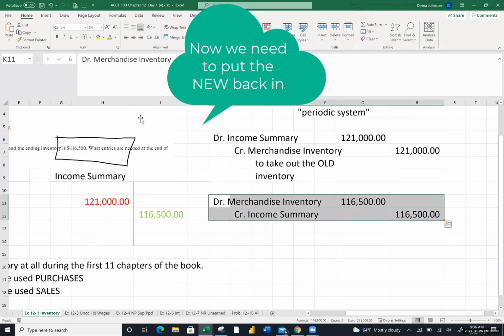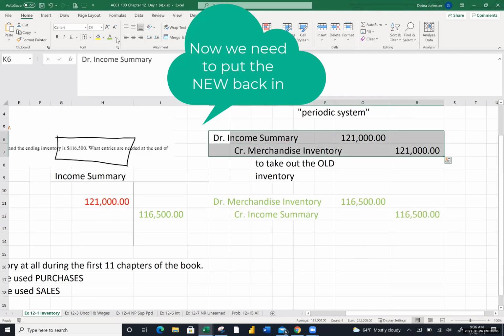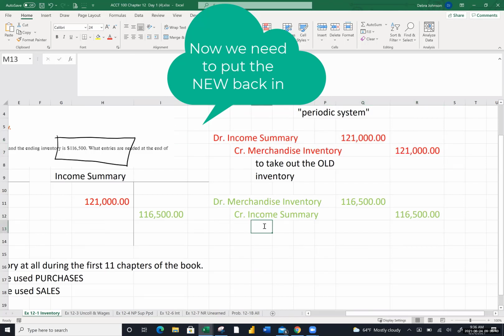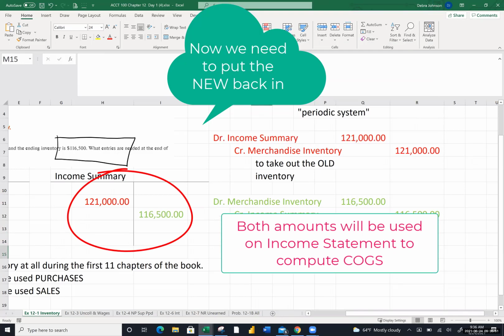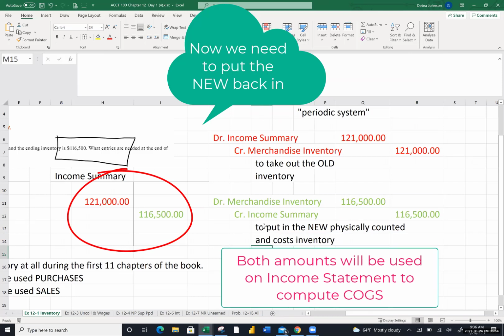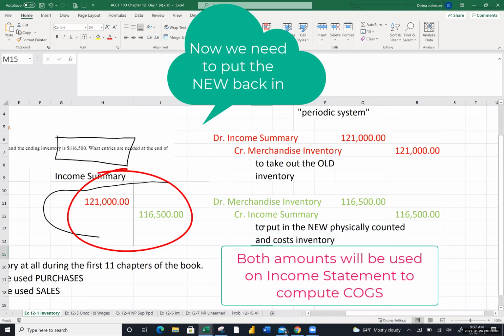Let me take a moment and color code these journal entries as well. And what we just did to put in the new physically counted and costed inventory. Now that brings up an issue. You might be saying, well, hey, don't you need to clean out that junk drawer like we learned previously? There are balances in this account now.